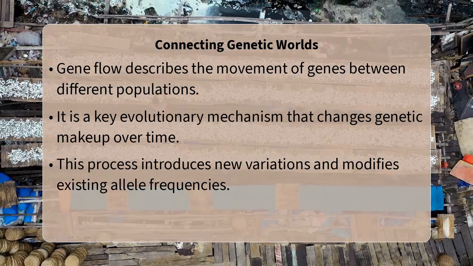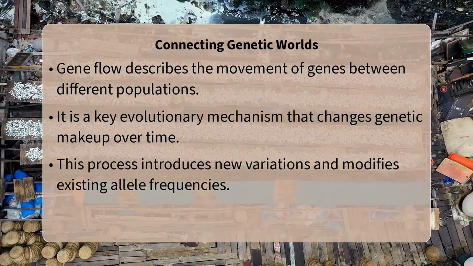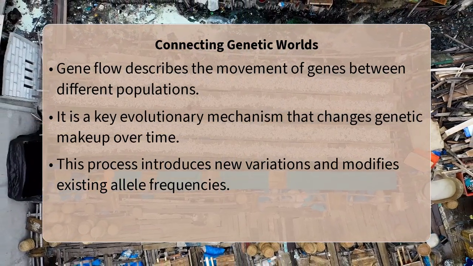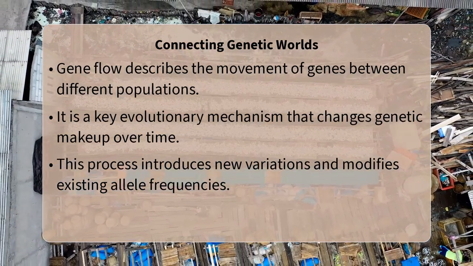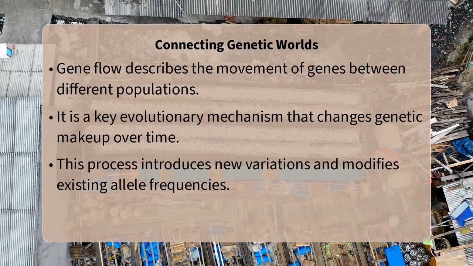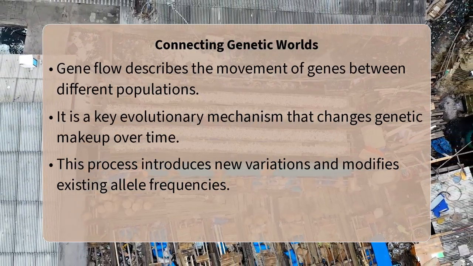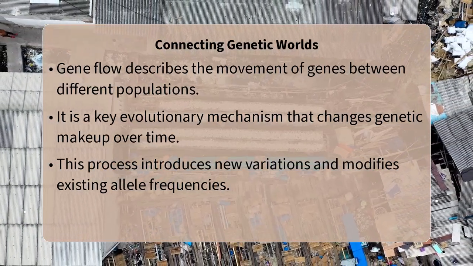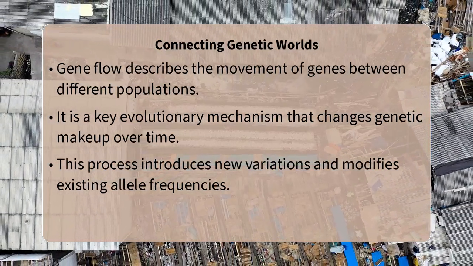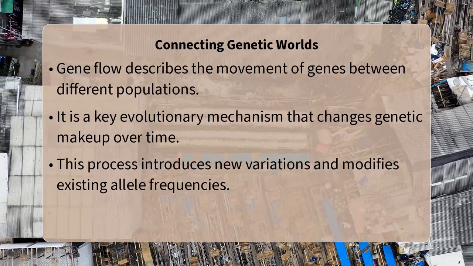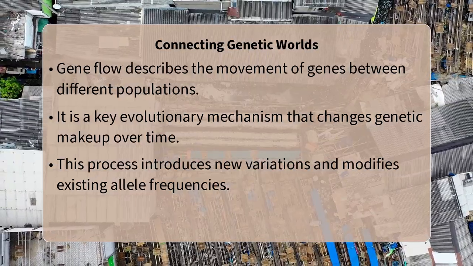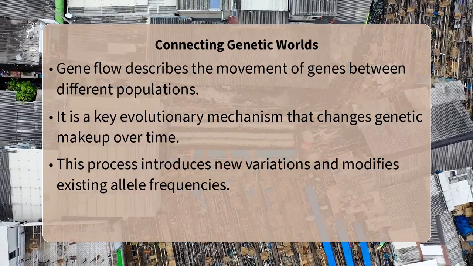Gene flow refers to the transfer of genetic material from one population to another, typically through the movement and subsequent reproduction of individuals. Its primary effect is to introduce new genetic variations into a population or alter the frequencies of existing genetic variants, also known as alleles, thereby directly influencing the genetic makeup and evolutionary trajectory of those populations.